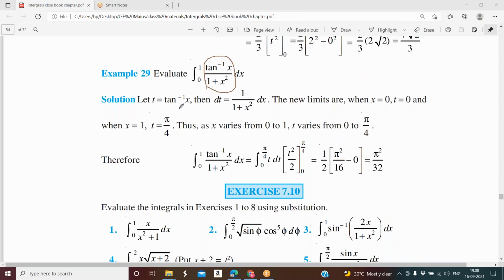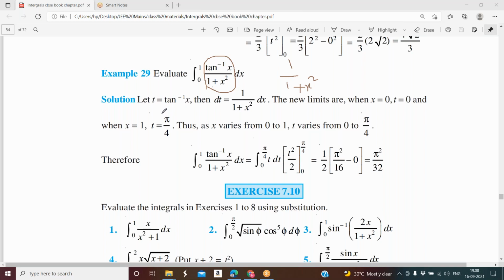Let t equal to tan inverse x. Why are we using this substitution? Because we know that the differentiation of tan inverse x is 1 over 1 plus x square. So I have taken tan inverse x equal to t, and then I can replace 1 over 1 plus x square.